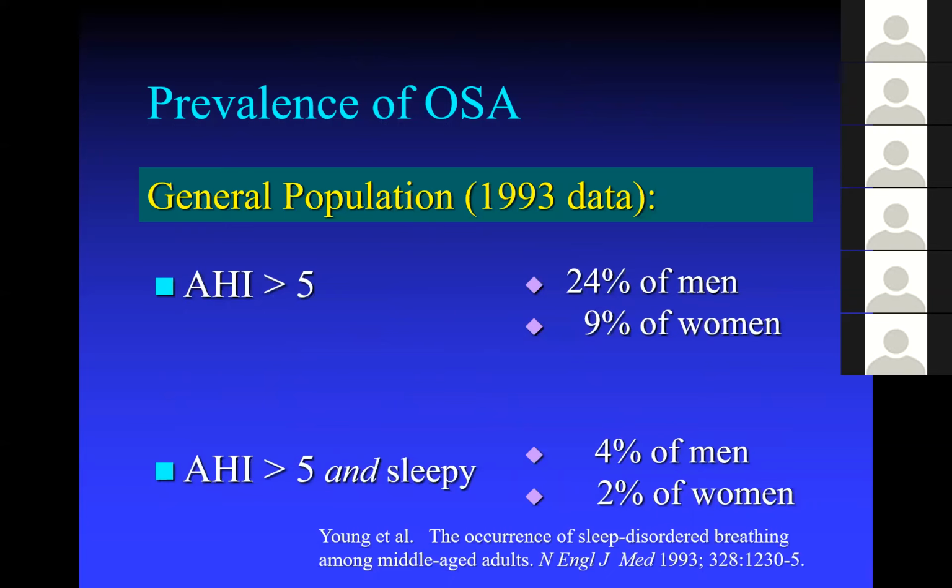General population, and this is from nearly 30 years ago. This is a landmark study by Young, shows that 24% of men and 9% of women have obstructive sleep apnea by the definition of 5 or more obstructions an hour. And then when you add symptoms of sleepiness, it really decreases that substantially. And these are the people that need treatment.